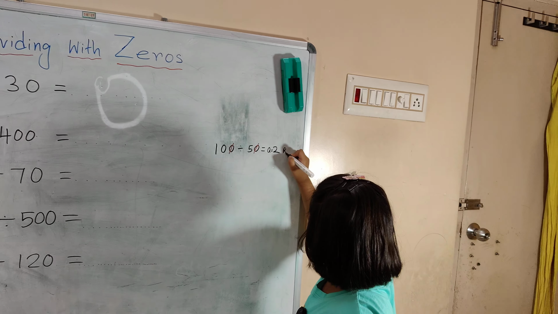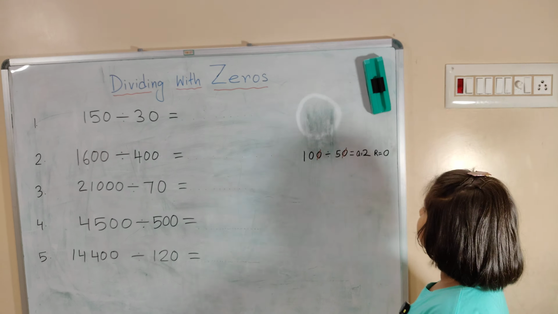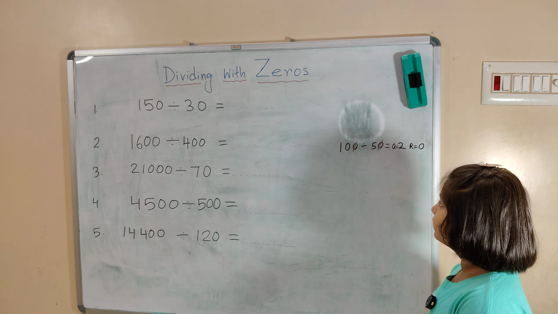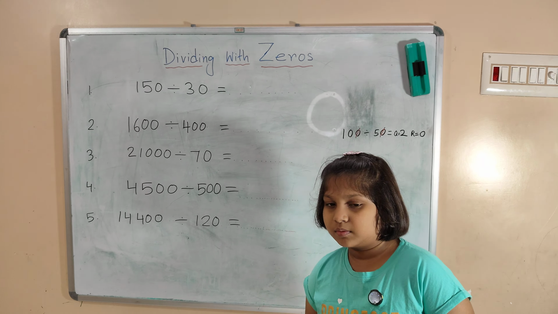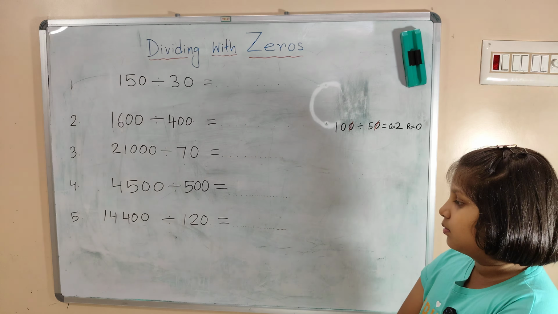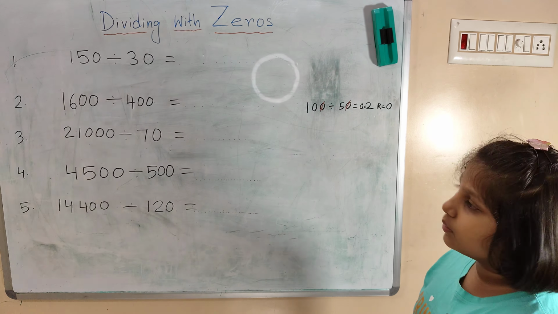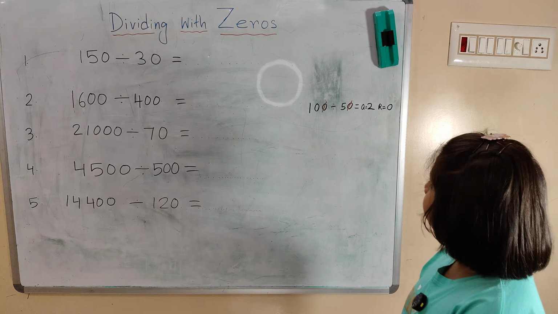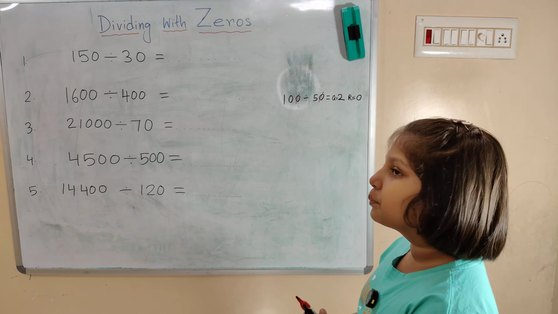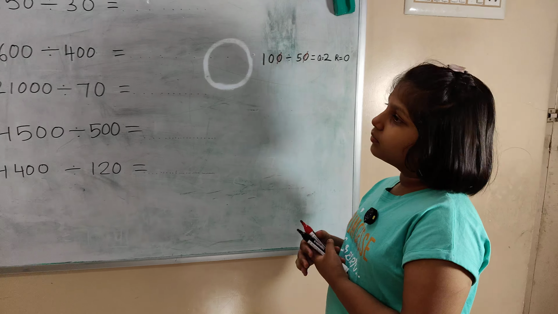Did you get it? Yes, Mama. Remainder is 0. So 100 divided by 50, the quotient will be 2 and the remainder will be 0. So you can do the divisions in the same way. If there are zeros beside the numbers, these are the math tricks you need to follow while doing divisions. When you have bigger numbers, when you see there are many zeros, just cancel out zeros from both sides. And then do as usual division. Is this clear? Yes, Mama.